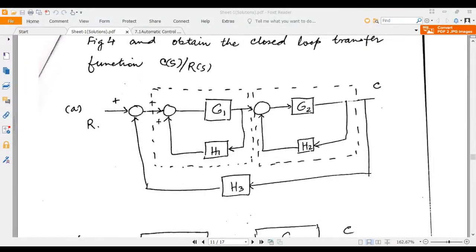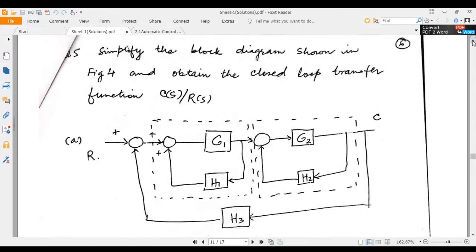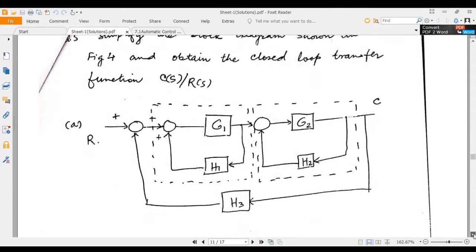Good afternoon. Today we are going to discuss the problems depending on block diagram reduction. So this is the first question regarding block diagram reduction. Simplify the block diagram shown in figure 4 and obtain the closed loop transfer function C of S by R of S, that is output by input. This is the transfer function, and the block diagram is given like this.